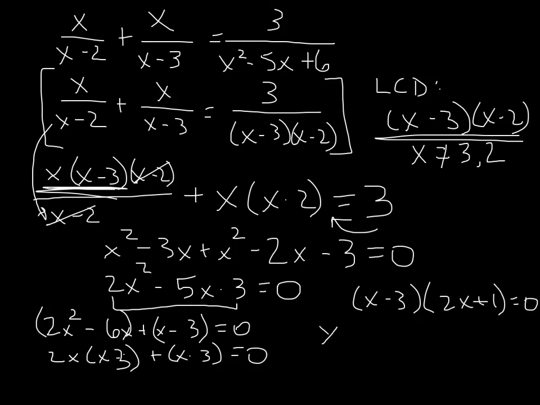My final answer then is x equals 3 or negative 1/2, when I set each of these equal to 0. However, this cannot work. It's an excluded value. So my only answer is negative 1/2.